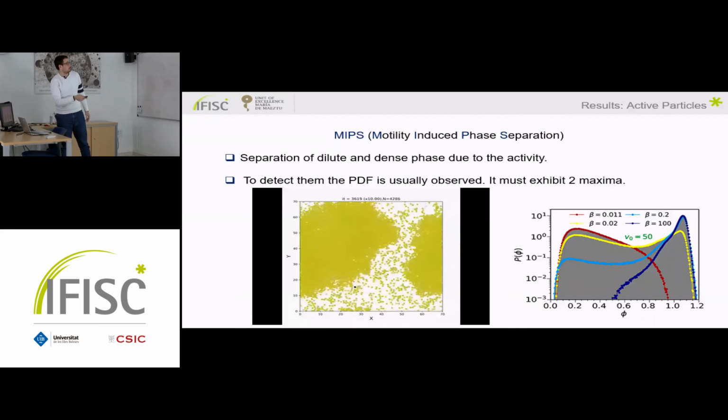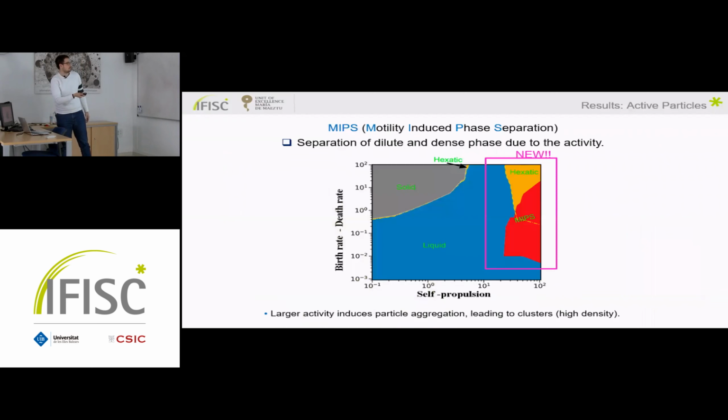Okay, let's continue. In this case, we have the birth rate, with less death rate, only to normalize, and self-propulsion. And we have the liquid phase, the solid phase, the static phase, and the MIPS region. But with this new diagram, what we obtain is that another attractive phase appears here, which in the other case, where demographic events changing the number of particles did not happen, we did not see.